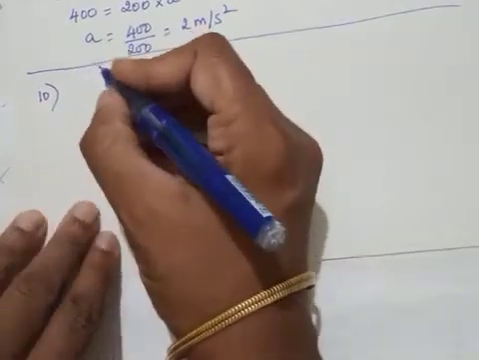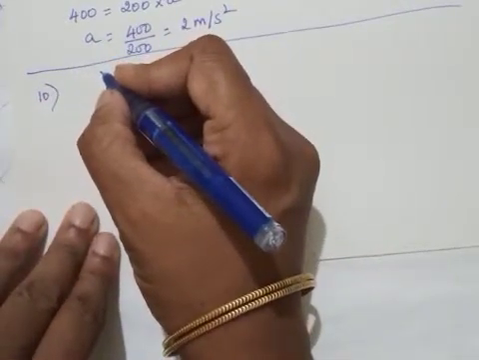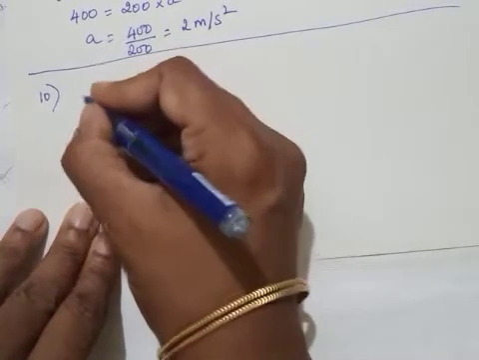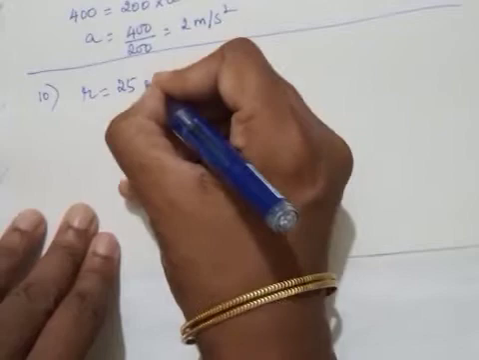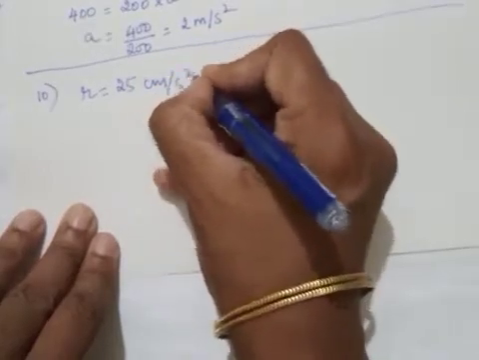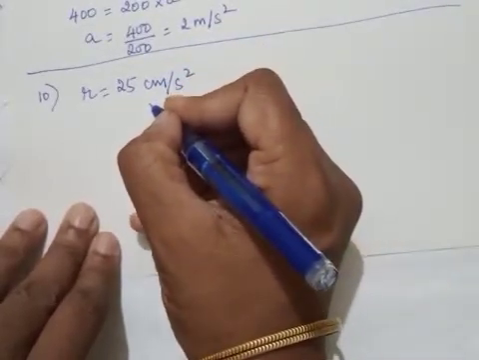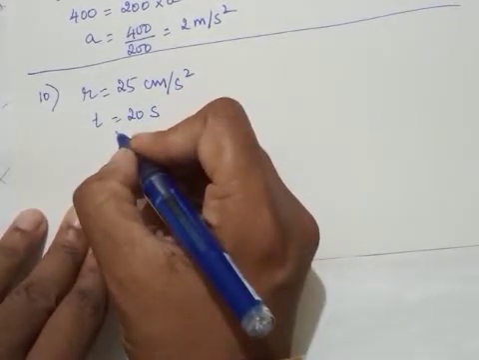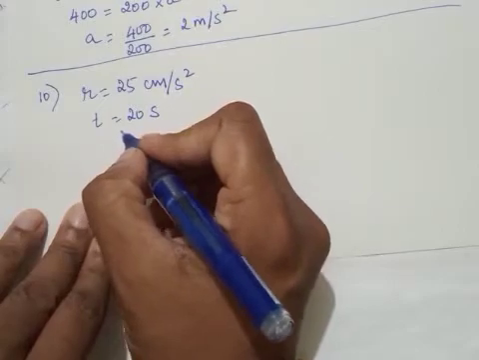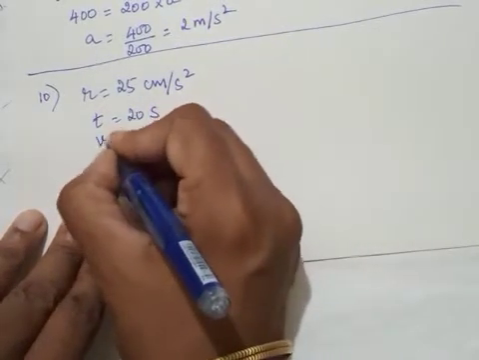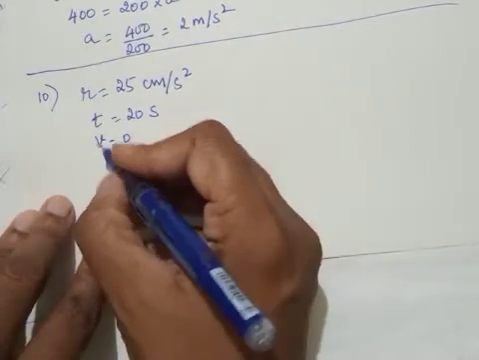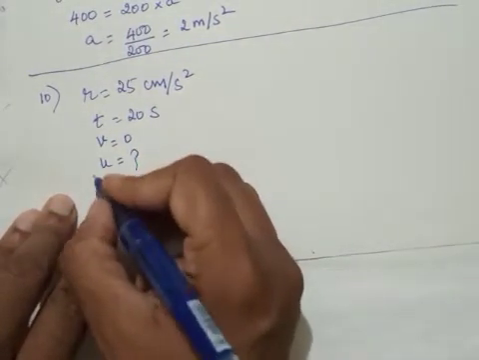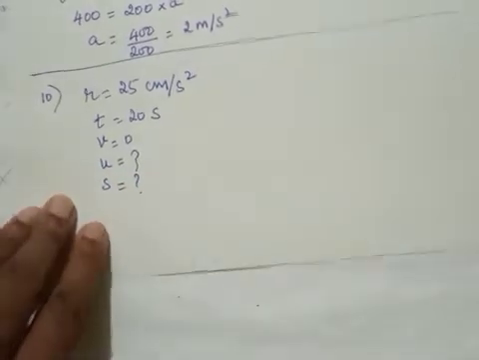10th question. When brakes are applied to a bus, retardation produced is 25 centimeter per second square. Retardation is 25 centimeter per second square. And the bus takes 20 seconds, so time is 20 seconds, to stop. To stop means final velocity is 0. Calculate the initial velocity of the bus, u, and the distance travelled during this time.